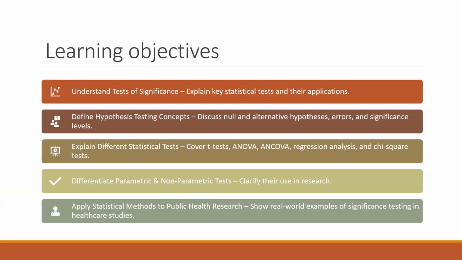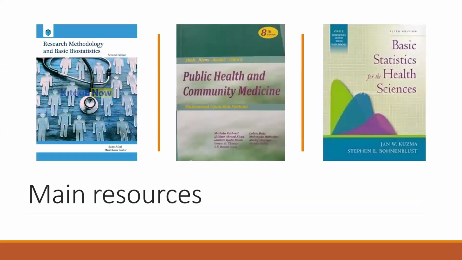So these are the learning objectives of today's lecture, which include understanding test of significance, defining hypothesis testing concept, explaining different statistical tests, which will include t-test, ANOVA and ANCOVA, regression analysis, chi-square test, etc. Then differentiating between parametric and non-parametric tests and clarifying their use in research, and then applying statistical methods to public health research and showing real-world examples of significance testing in healthcare studies.